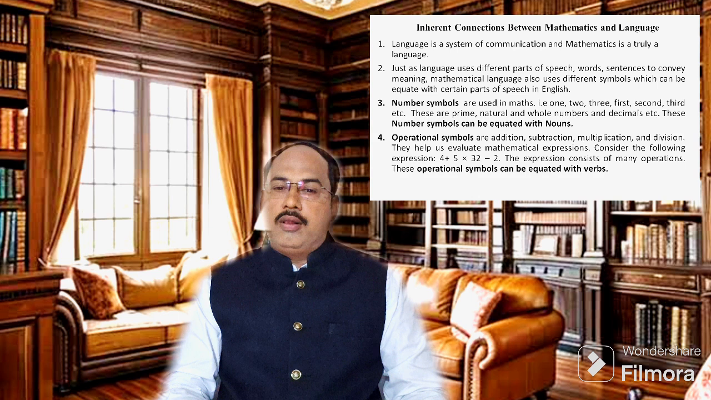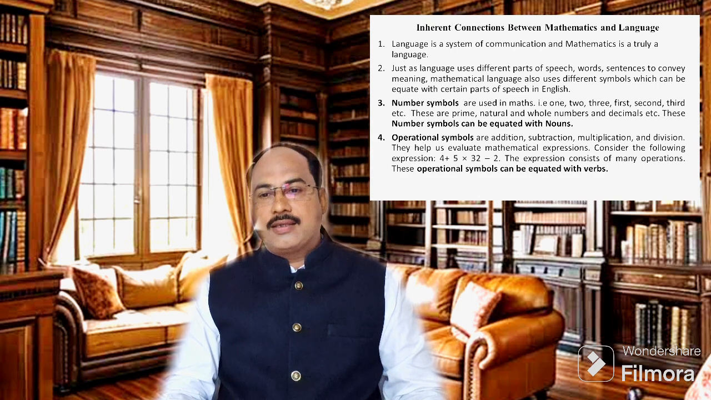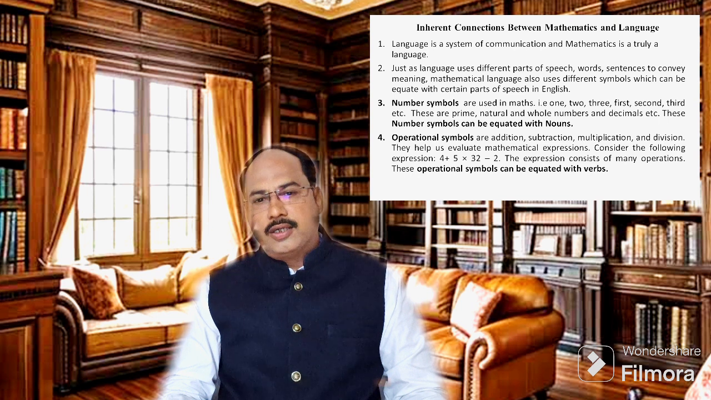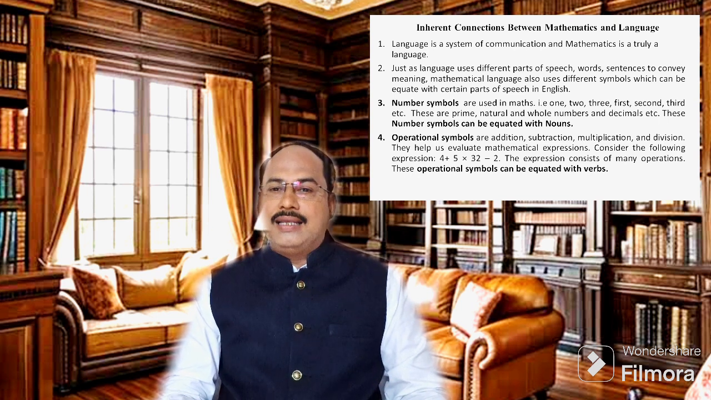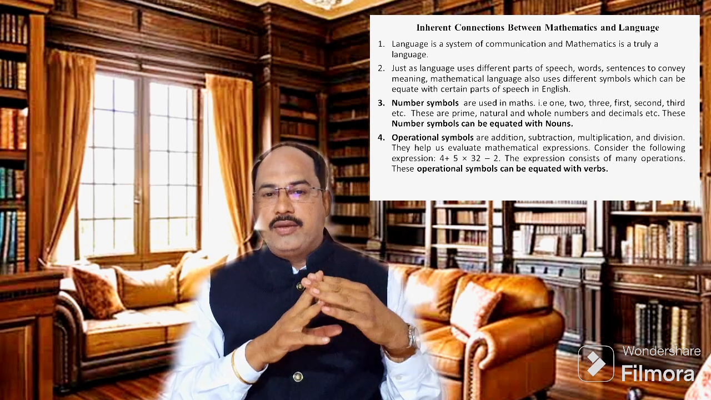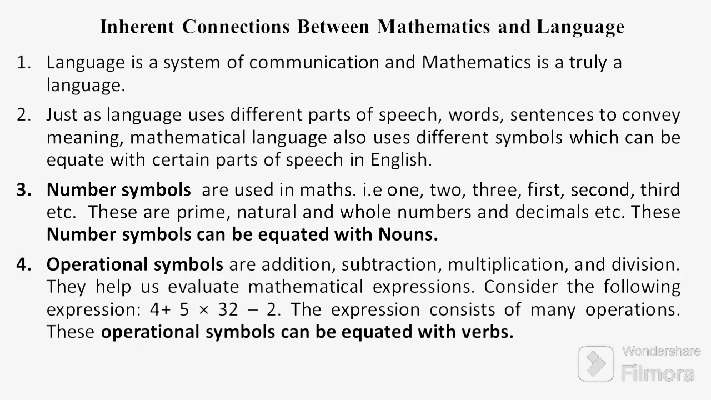Let us try to find that out. The first symbol is the number symbol. Yes, there is a number symbol that mathematicians use in maths. Now, what are these mathematical symbols? Mathematical symbols means 1, 2, 3, 4, or first, second, third. So these are the numbers. And these numbers may be prime, natural, whole numbers, or decimals, etc. So these number symbols can be equated with nouns. Nouns could be fixed things such as numbers or expressions with numbers. Nouns are naming words in English. So we can equate number symbols with the noun.